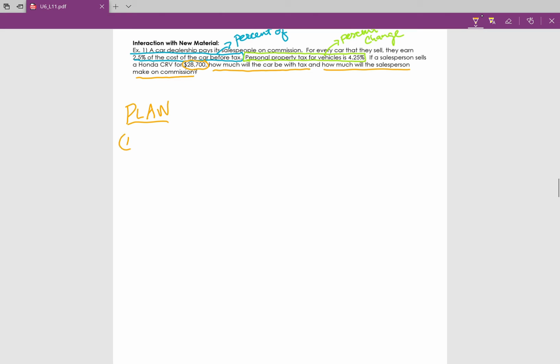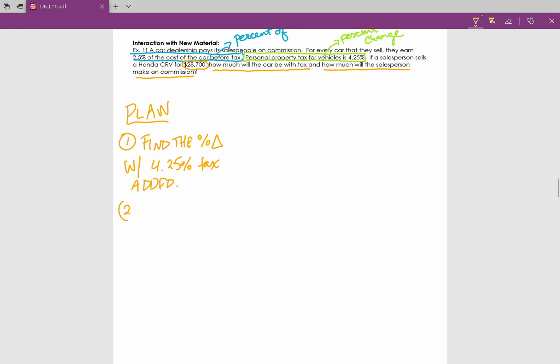So we know we need to figure out the car with tax. We said it's a percent change. What percent are we adding onto it? 4.25%. So we're going to find the percent change. I'm going to use a triangle, because delta symbolizes change. Find the percent change with 4.25% tax, and then we add tax, so we know we're adding that.